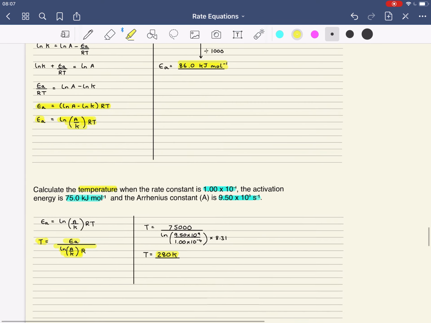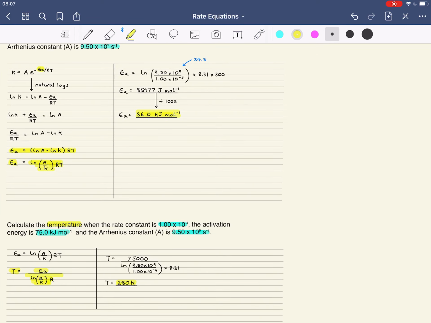So we've looked at two examples of how you can use the Arrhenius equation, one to work out activation energy and the other one to work out temperature.